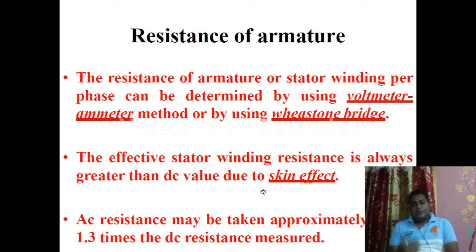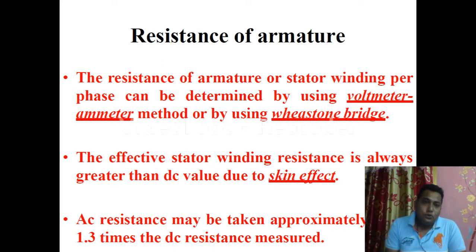Okay, so what are the steps? Three steps we have seen over here. So first, using the voltmeter-ammeter method or the Wheatstone bridge method, we can find out the resistance. And if we want to find out the AC resistance, that is known as the effective resistance, then whatever value we get, we have to multiply by 1.2 to 1.3, and you can find out approximately what is the AC resistance of that particular armature coil per phase.